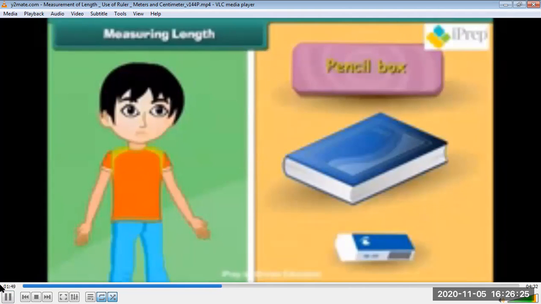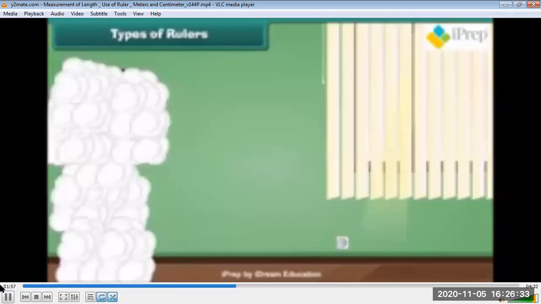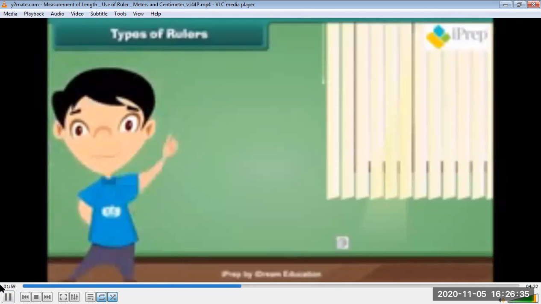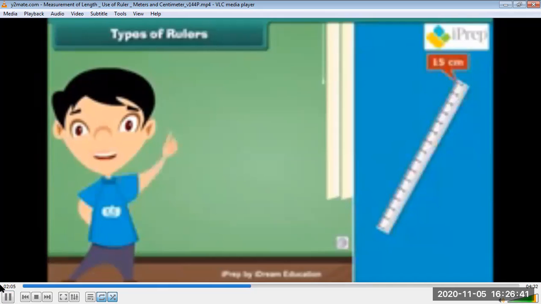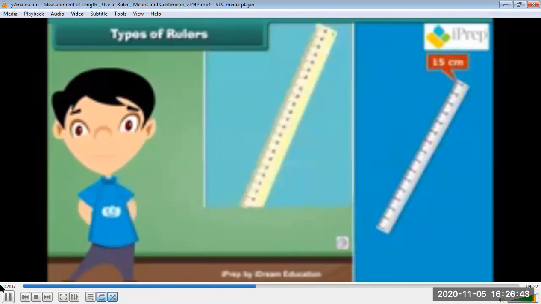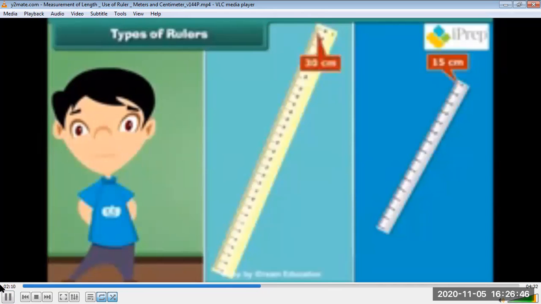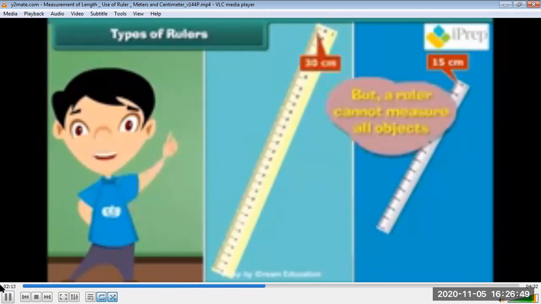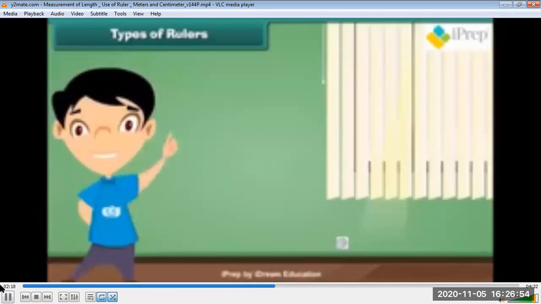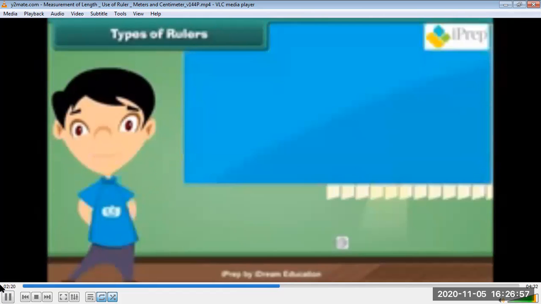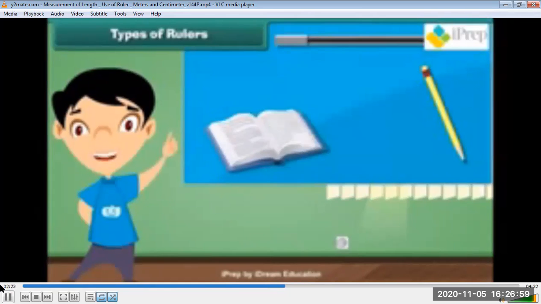Ruku wants to measure the length of different objects. Will you help him? Click on each object to measure its length. A ruler comes in different lengths. The first ruler can measure length up to 15 centimeters. The second ruler can measure length up to 30 centimeters. But a ruler cannot measure all objects. A ruler is used to measure only short objects such as pencil, stick, notebook, duster, comb, etc.